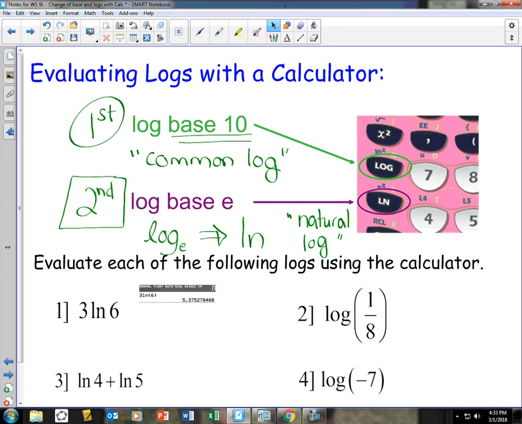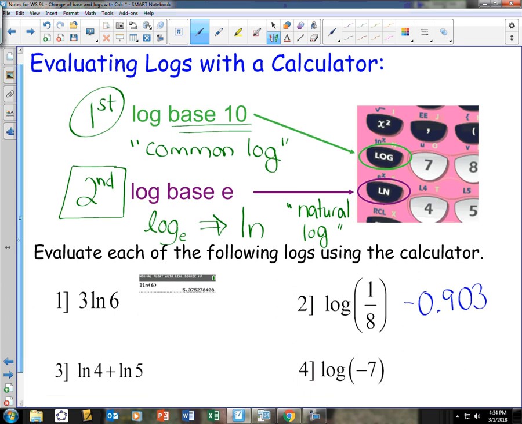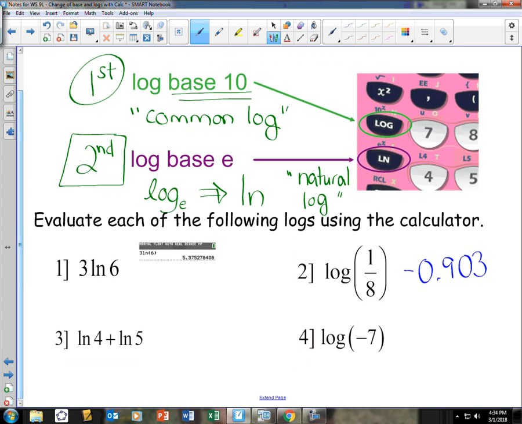So why don't you get out your calculator and let's try this on your own. Make sure you're trying this out, and that all the settings and everything on your calculator are working correctly. For number 2, I get negative 0.903. For number 3, let's see, natural log of 4 plus natural log of 5, 7.